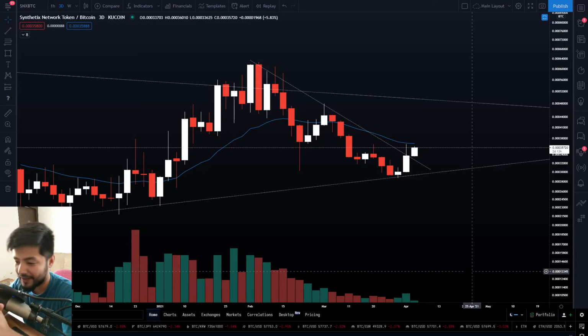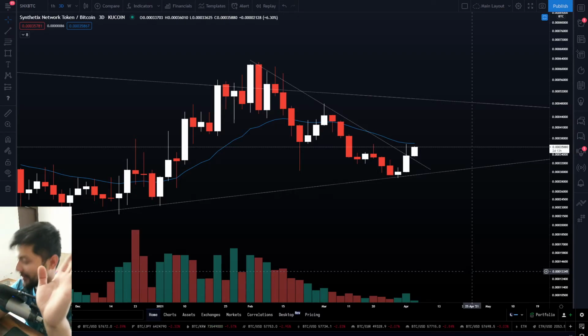So many factors on Synthetix, man. We are at a key inflection point in Synthetix, guys. Look, price could go sideways, but most likely it will be range bound and it would get accumulated with the weekly 21 simple moving average. And I don't want you to miss out on Synthetix. Not financial advice.